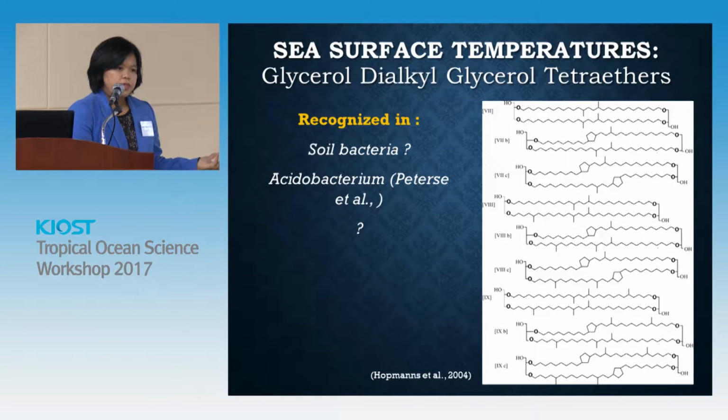If the previous one was used to reconstruct sea surface temperature, this one is used to reconstruct mean annual air temperature. So we have terrestrial and we have marine temperature reconstructions. Of course, like any other proxies, there could be pros and cons. It depends on your type of sample and where you are.